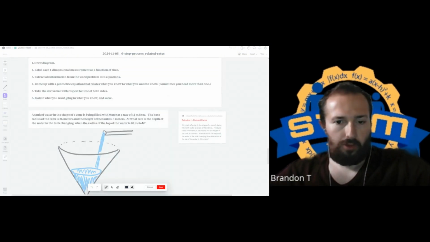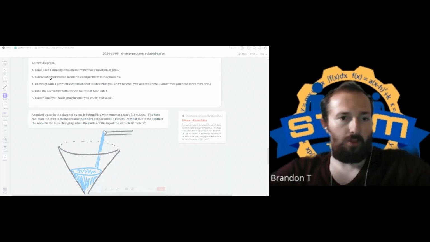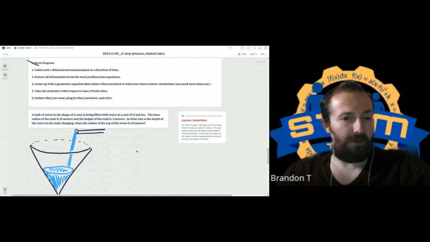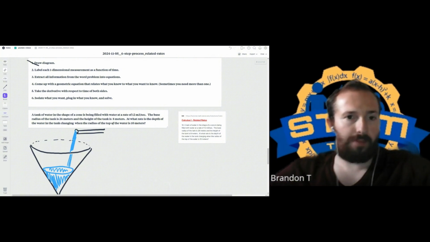And just looking through, you can see if there's anything else that we need. So the base radius of the tank, they're giving us a lot of information here, but this is fundamentally what the diagram is about. So there we go. That's step one. And you should do this on every related rates problem. You always want to visualize it because, again, we're using geometry here. You basically need to visualize it to make sense of what's actually happening.